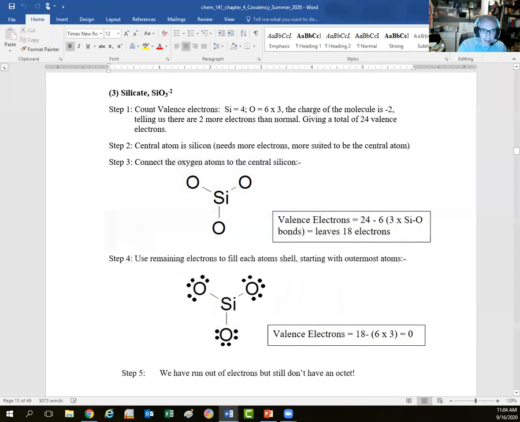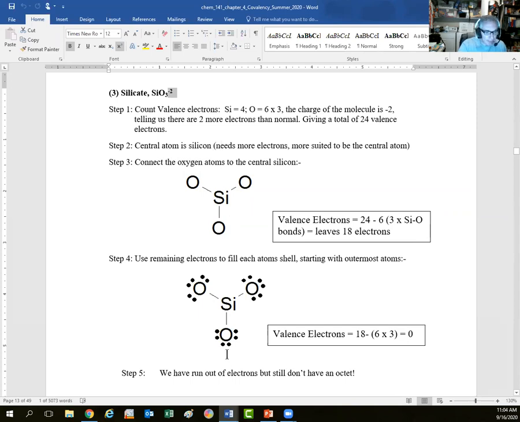So for that silicate, we get 4 and then 6 times 3, which gives us 22. And then there's the electrical charge itself on the ion, which is telling us we've got 2 more electrons than we expect to have. And so our total is 24. 4 for silicon, 6 for each oxygen, and then the electrical charge itself, telling us about a surplus of electrons in this polyatomic ion. So 24 total.